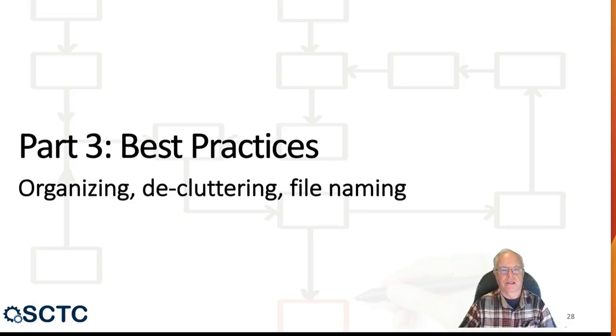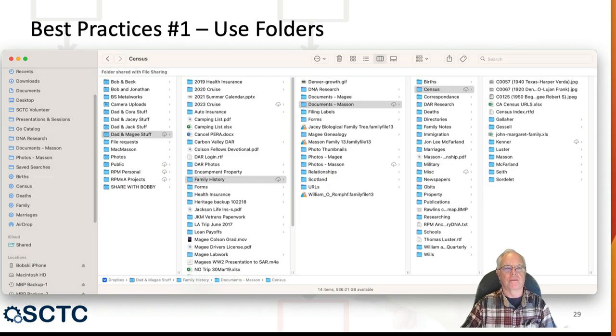All right, we just went through a lot of information on navigating the Finder and how to find files. Let's look at some best practices here, things like file naming, for example. First of all, use folders liberally. You can see here, this is my genealogical information.